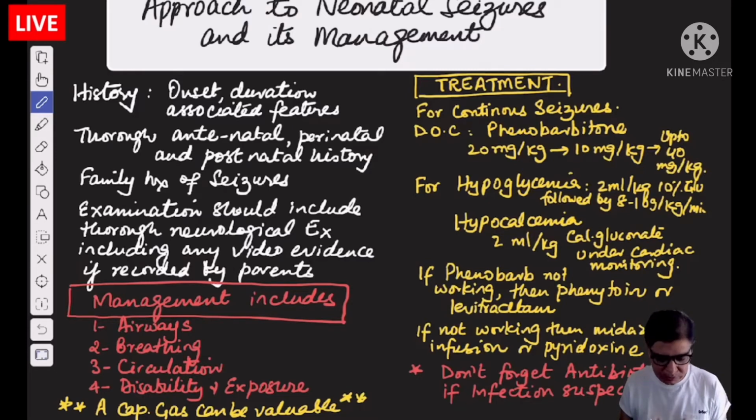So, a thorough neurological examination, where you would look at the head circumference, you would look for any dysmorphic features, you would look at the newborn reflexes, the tone and power, and the cranial nerves, and again some of the associated features in the examination of the other systems.